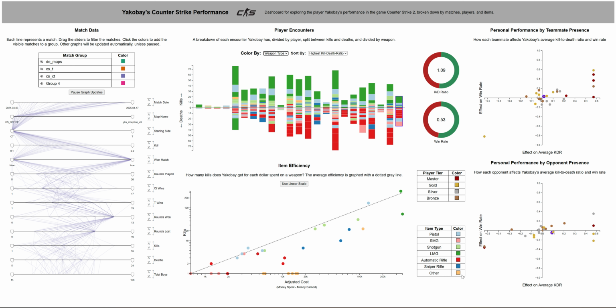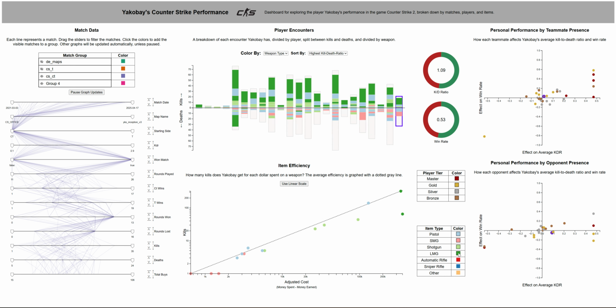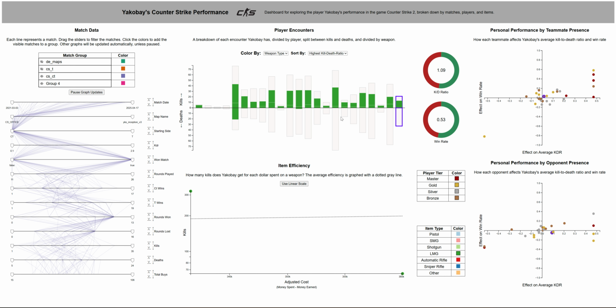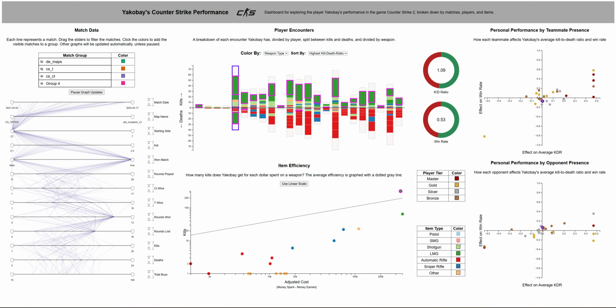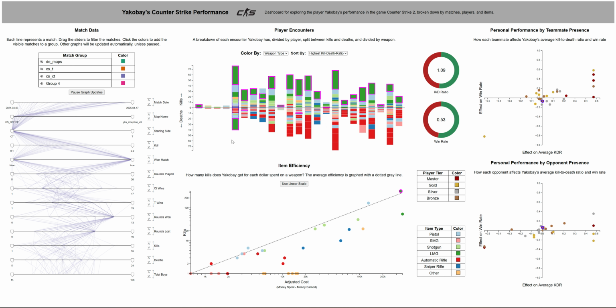And this is also filterable by weapon type, so I could narrow it down to one weapon and see the proportion of the kills that I used the Negev for or the LMGs for. I can click on the individual weapons. That will highlight them in this other graph and everywhere else they appear on this same graph.